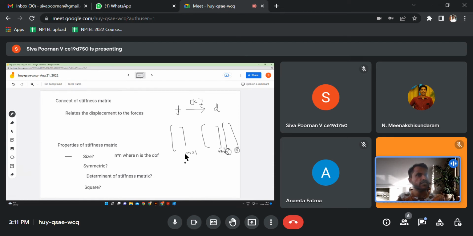The second question also relates to the last question of why it is a square matrix. Why should this m also be n? Why should m be equal to n?